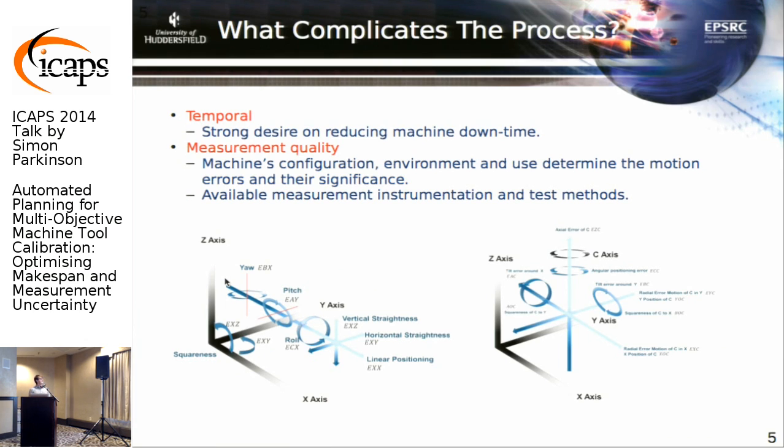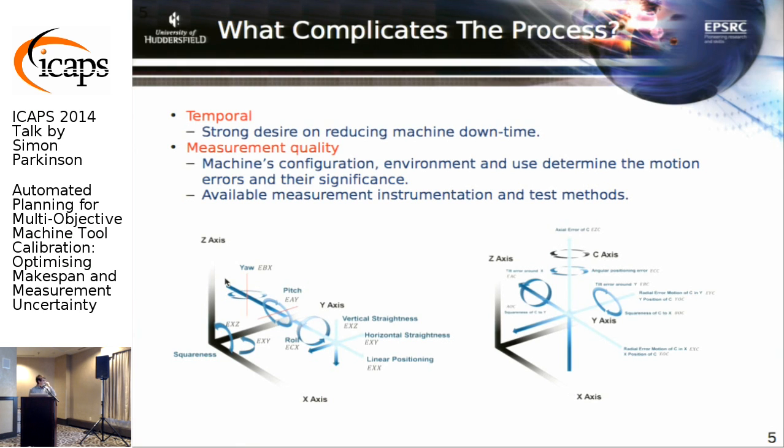So what complicates the process of machine tool calibration? Well, there's a strong temporal desire to reduce downtime. People who have the machines want to be able to use them as much as possible, so taking a machine out of action for 2 days can have significant costs for them. And then obviously there's the measurement quality. They want to make sure that when they measure the machine, they're getting the best possible result. Many factors influence this.